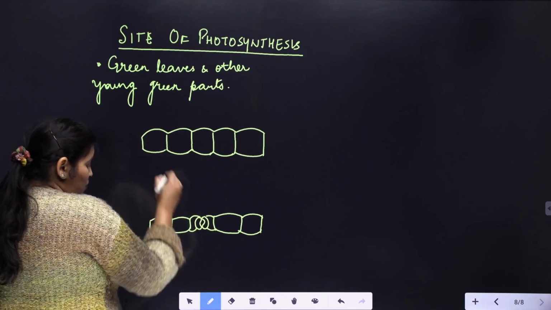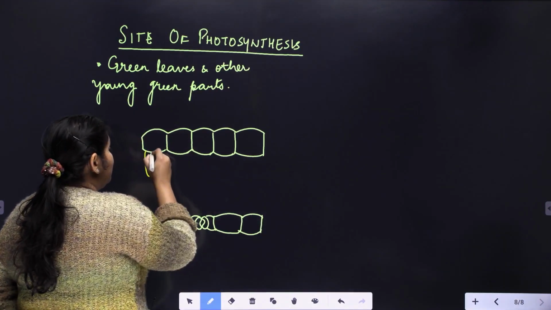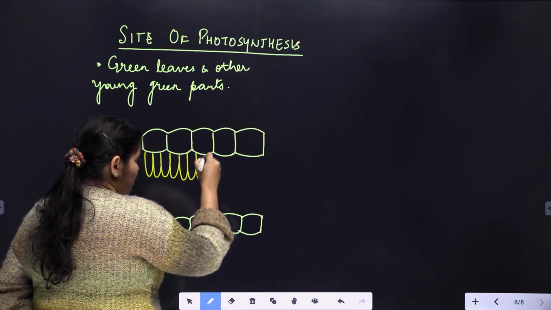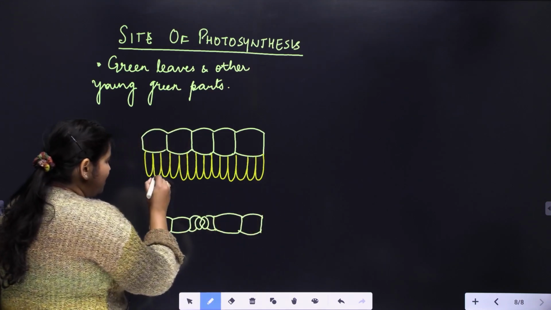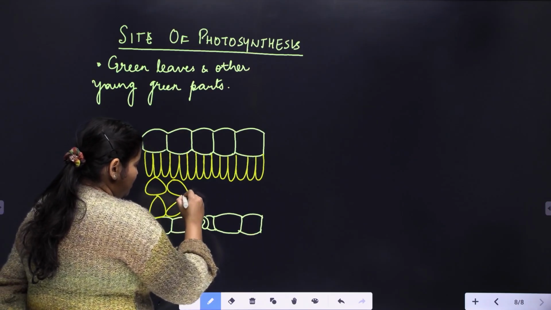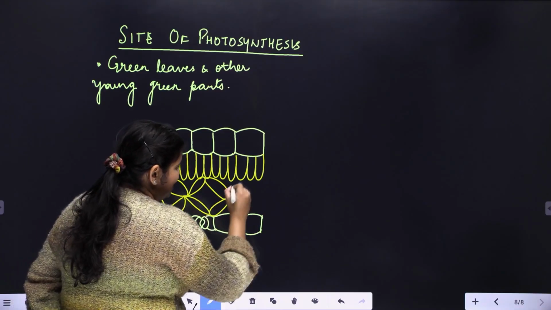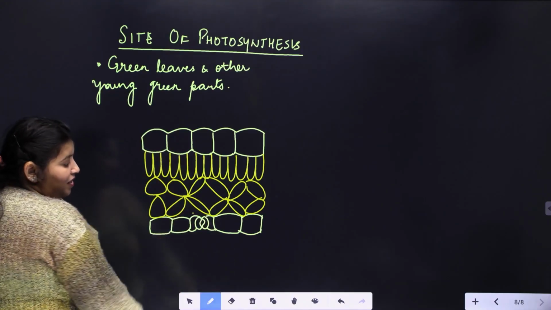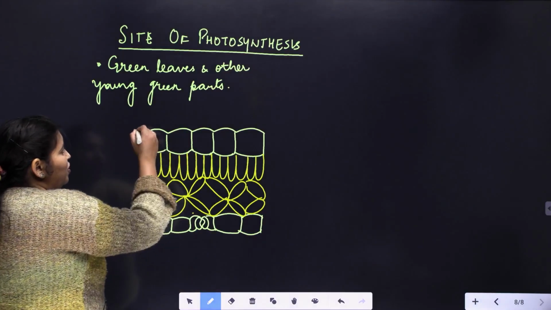Now, in between, we have the mesophyll tissue, which has two different types of cells. The elongated cells are called the palisade tissue, and this is the spongy tissue, which has air spaces. If you can observe, I have left an air space here, just behind the stomata, right? I'll tell you each and everything about this.